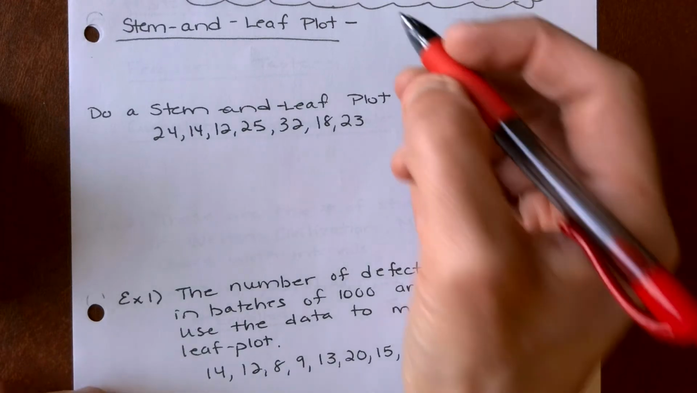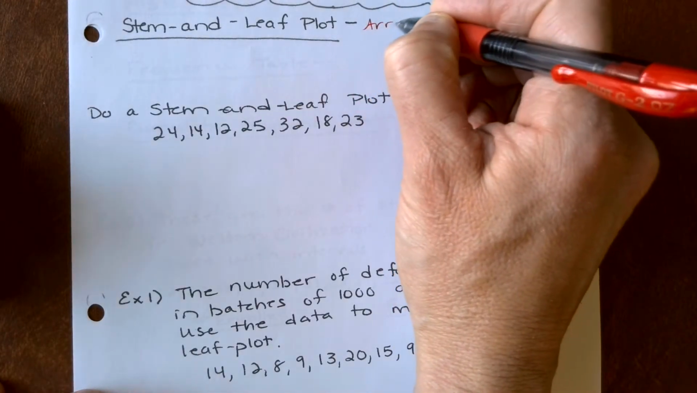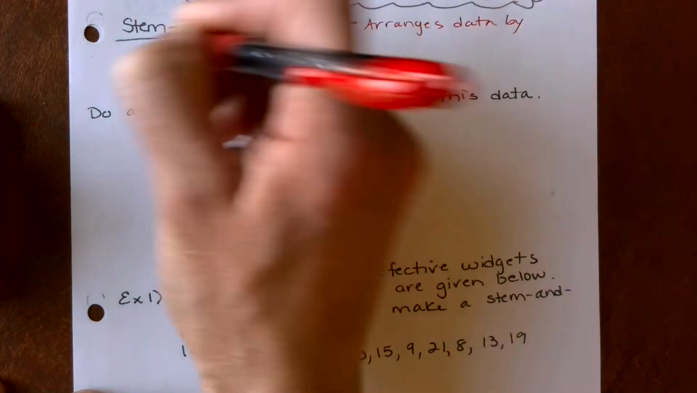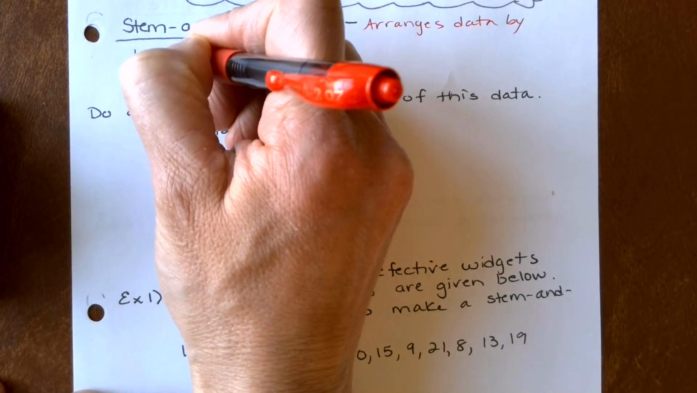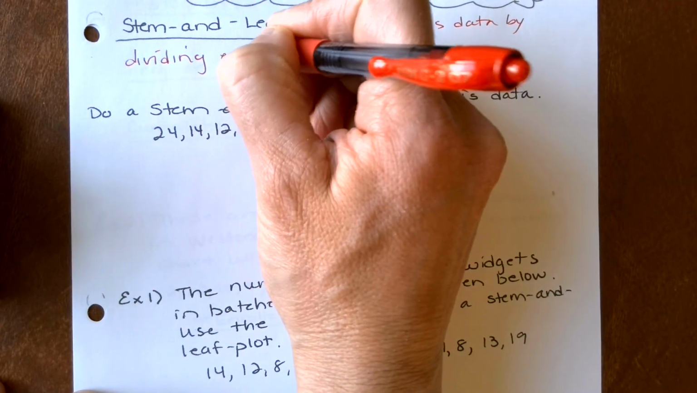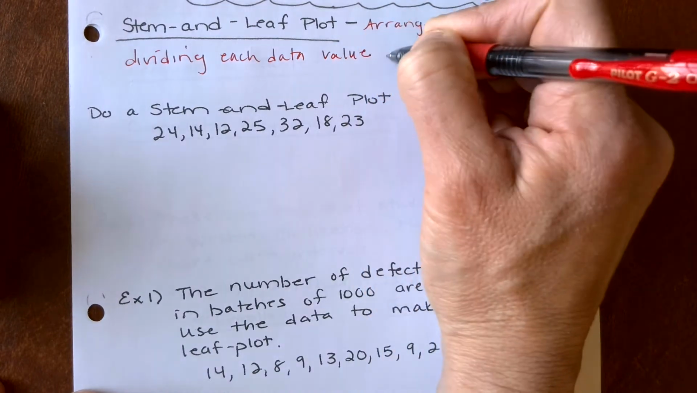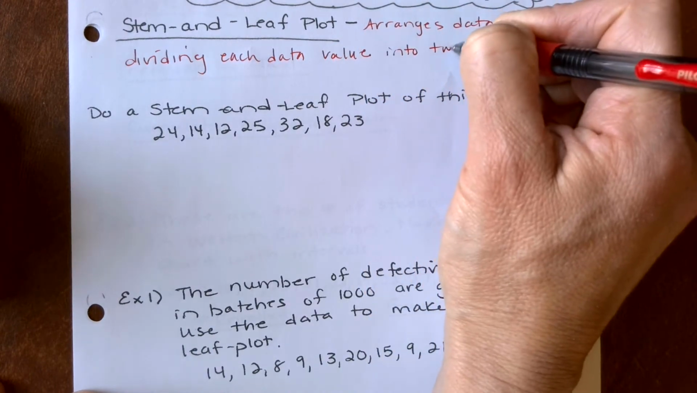A stem and leaf plot arranges data by dividing, take good notes, each data value into two parts.